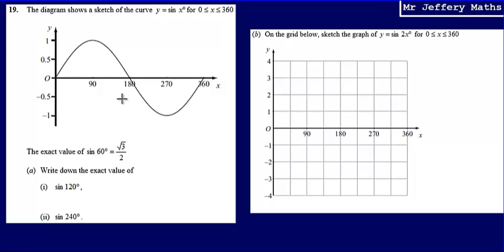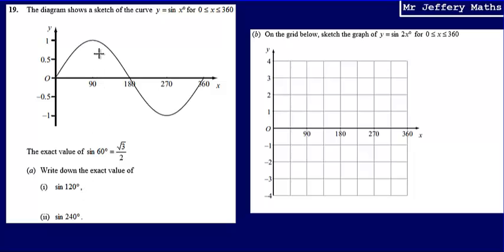This is question 19. Here we're given the diagram shows a sketch of the curve y equals sine x for values of x between 0 and 360. We're then told the exact value of sine 60 is root 3 over 2. And we're asked to write down the exact value of sine 120.